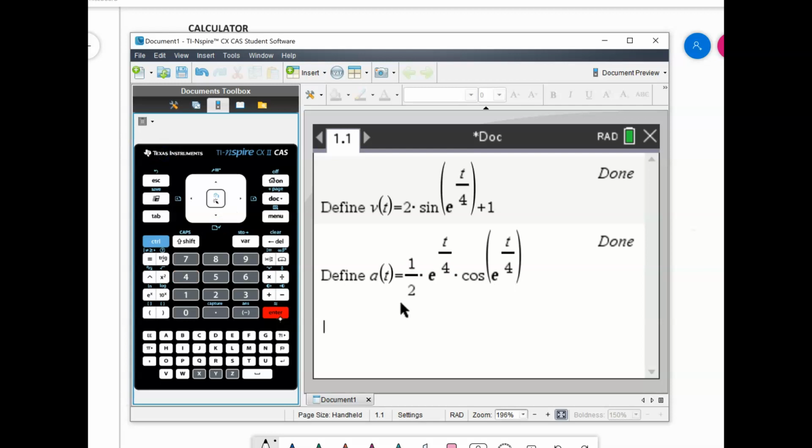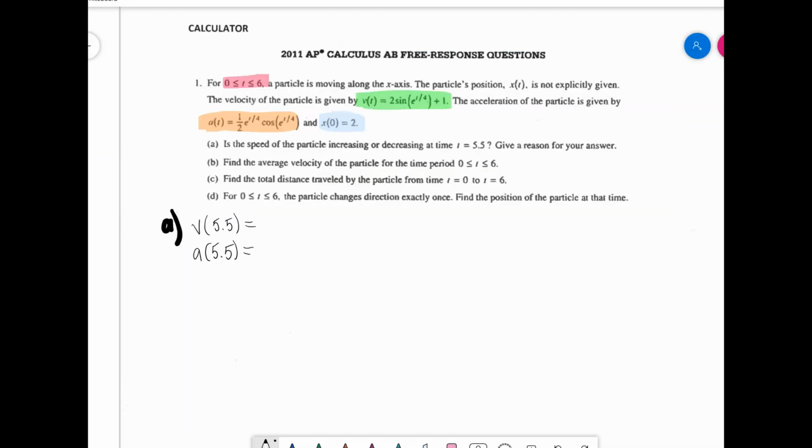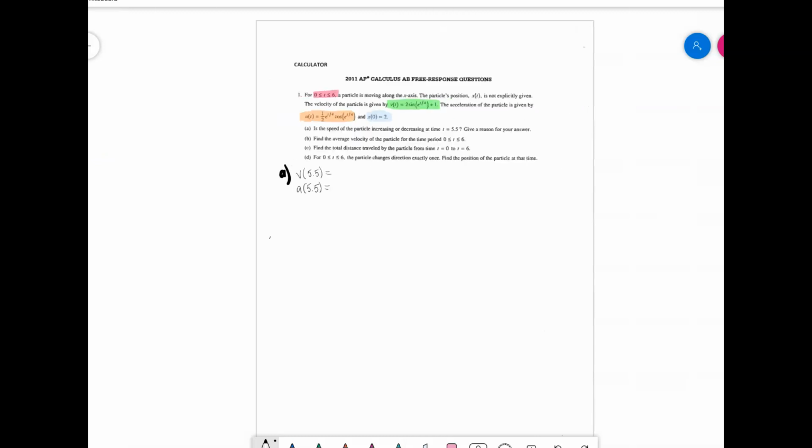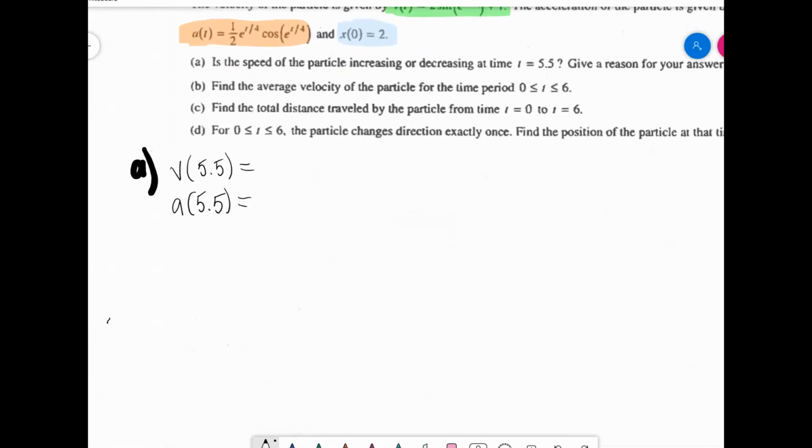All right, so now we want to know velocity at 5.5. So that's negative, and we want to know the acceleration at 5.5. So that's also negative. Now let's go ahead and write those down. So velocity at 5.5 is negative 0.45337 and acceleration is negative 1.35851.